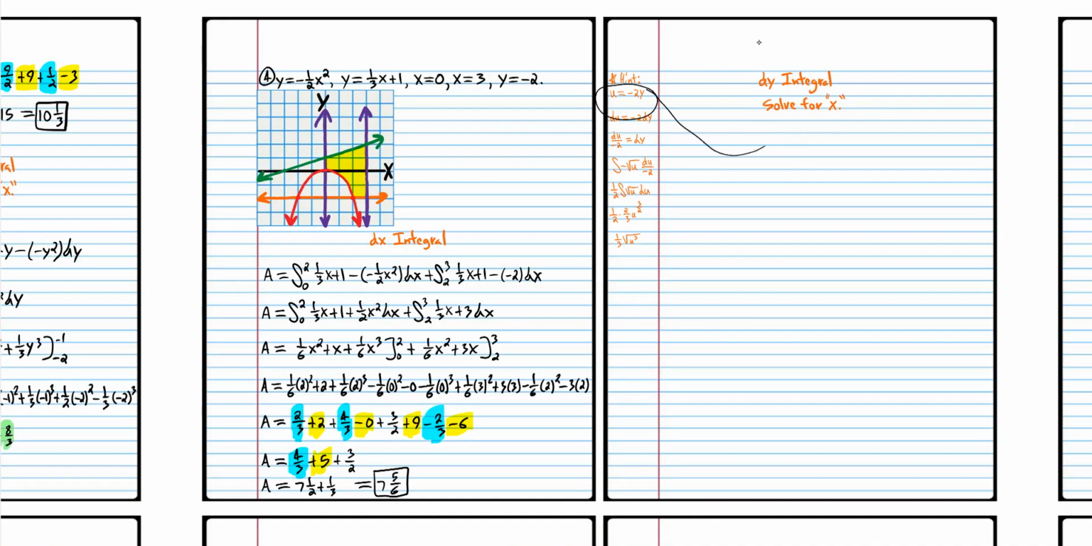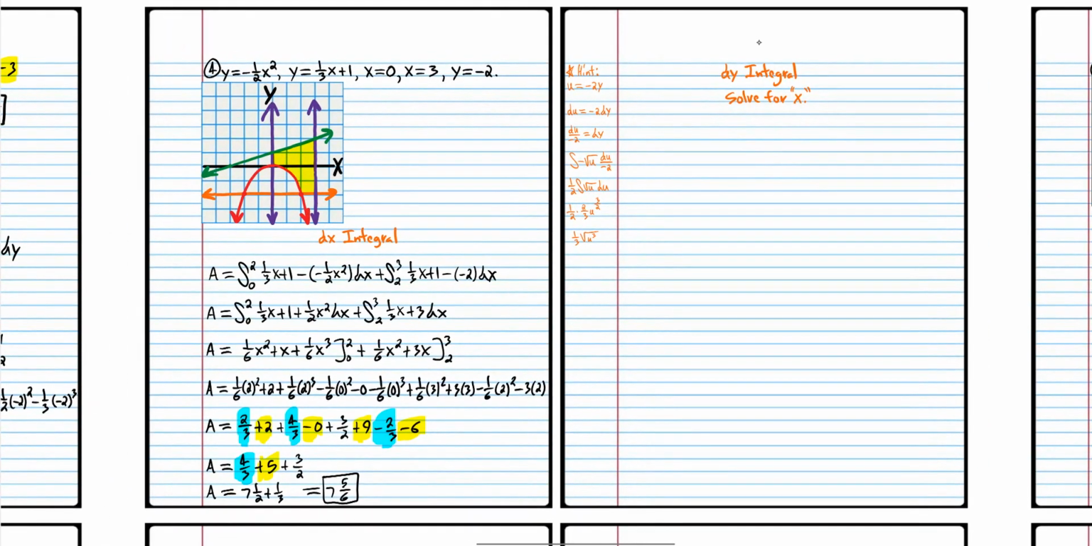Now you're going to need a u substitution. U is going to be -2y, so this might be a challenge. So do your best. See what you can do. When you come back, we'll do it together.